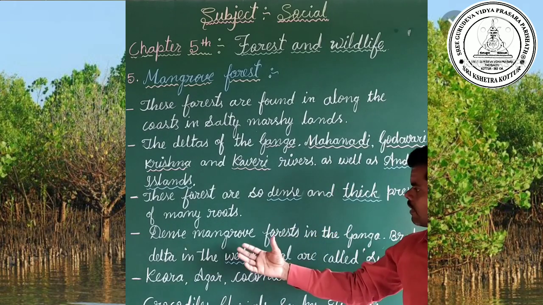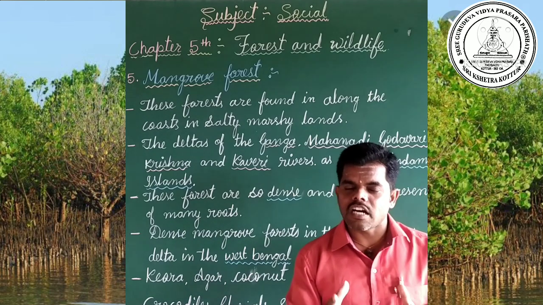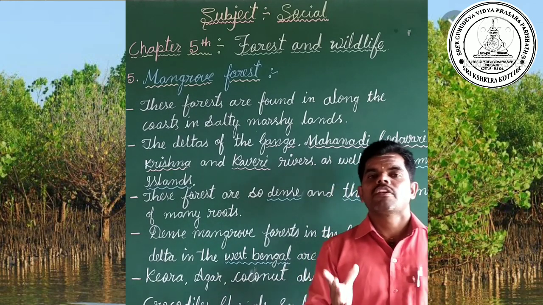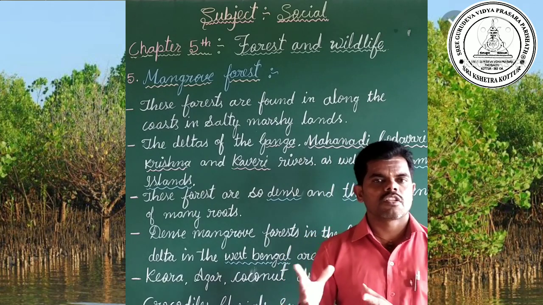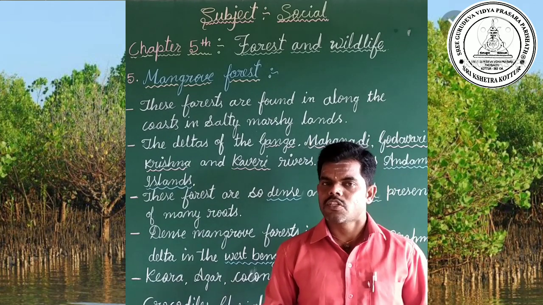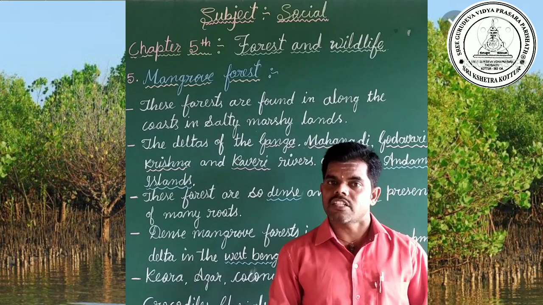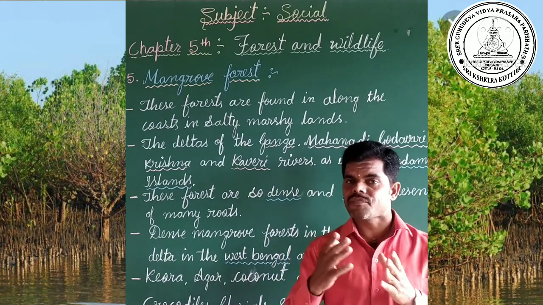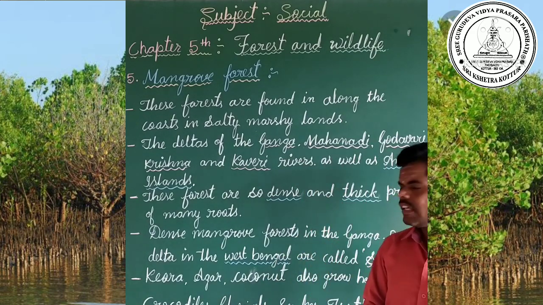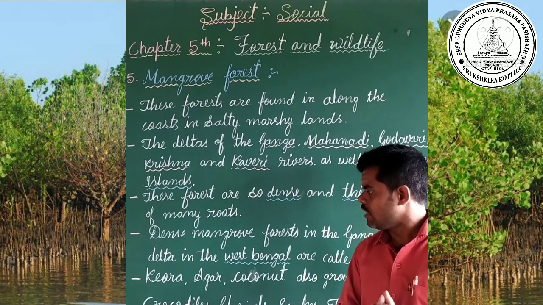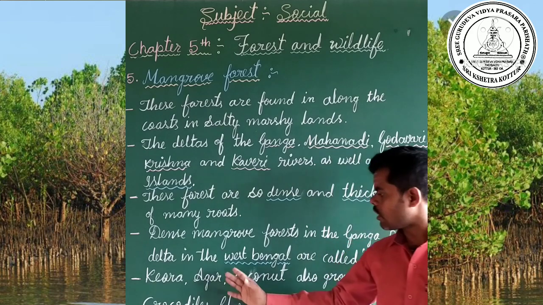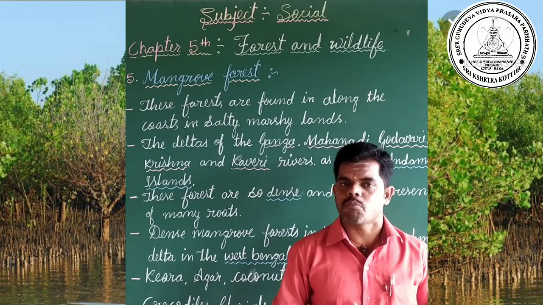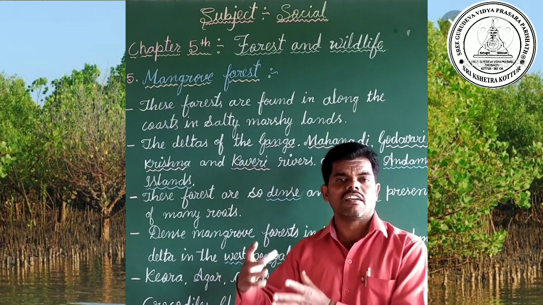The next thing is the dense mangrove forest in the Ganga Brahmaputra basin delta in West Bengal, which we call the Sundarbans. How does the Sundarbans get its name? Do you know the reason? Because of the presence of many Sundari trees that grow in this place. So we call it the Sundarbans in West Bengal state. Different kinds of trees can also be seen here, for example Kiora, Aga and coconut. These trees help to make boats and are used as fuel.